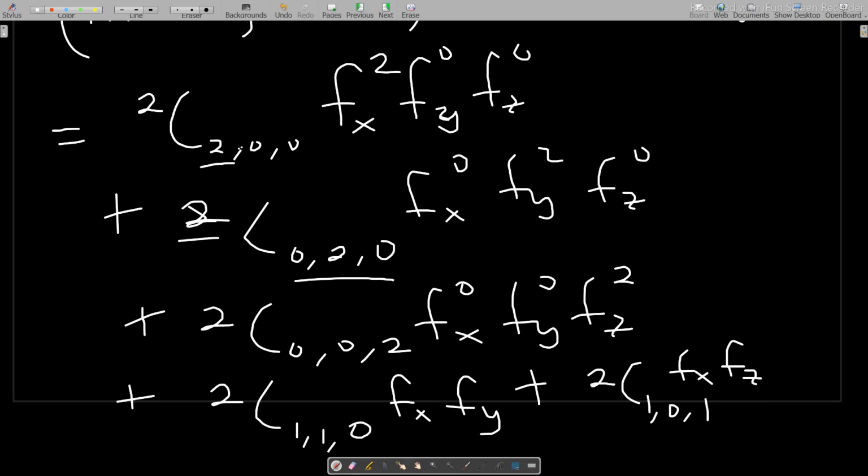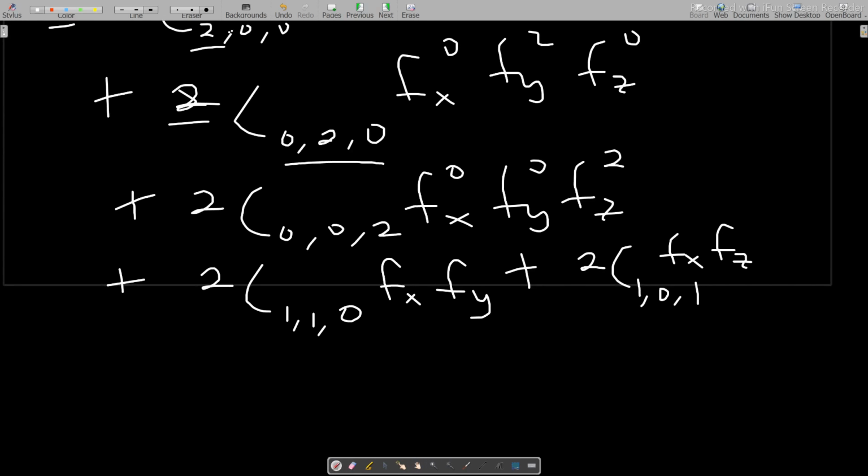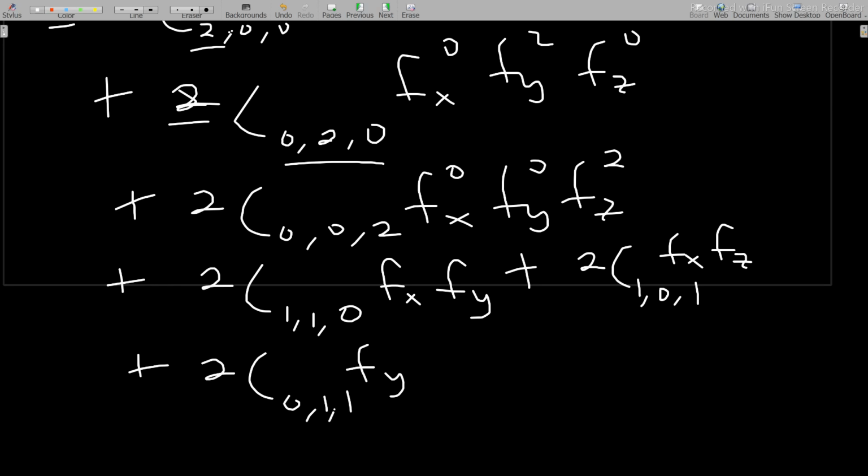Then you come, plus 2 combination. You are done with this, so 1, 1, like this, then fy fz, because the x is to the power 0. So plus 2 combination, what do I have again? I have this 1, 1 here, 1, 0 here. Okay, I think that is all.